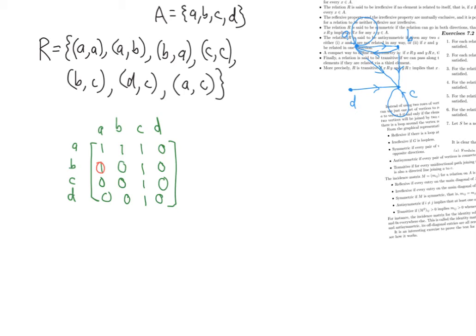So when I temporarily thought of this as a 0 instead of a 1, I was showing what anti-symmetric would look like in a matrix. But because we have a situation where there's a 1 and a 1, that prevents the matrix from representing an anti-symmetric relation.